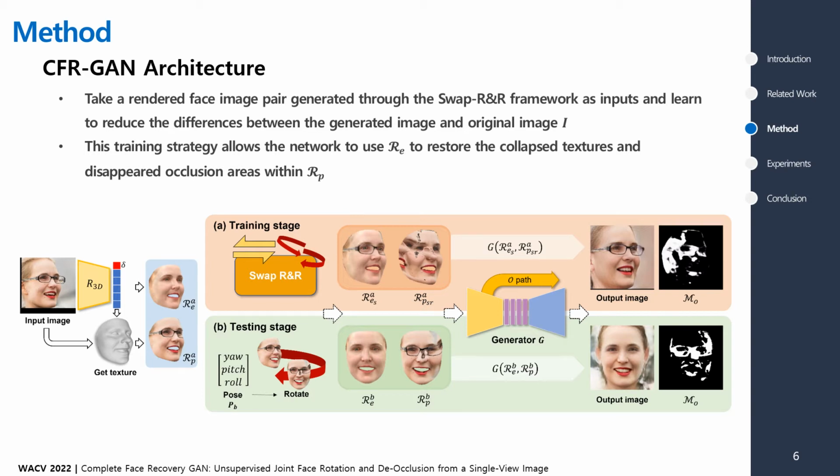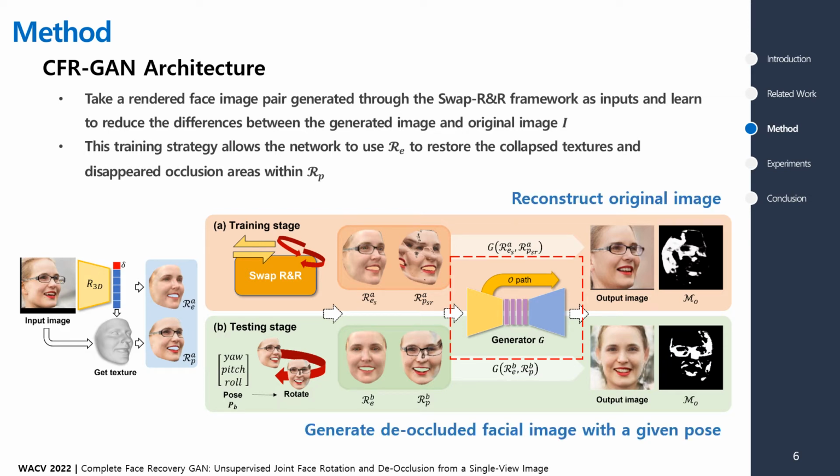Our method comprises three parts. First, occlusion-robust 3D face reconstruction, and swap-RNR, and a generator for complete face recovery. In this training stage, we take both rendered images R_E and R_PS_R generated through the swap-RNR framework as input, and then train G to reduce the difference between the generated and original images.